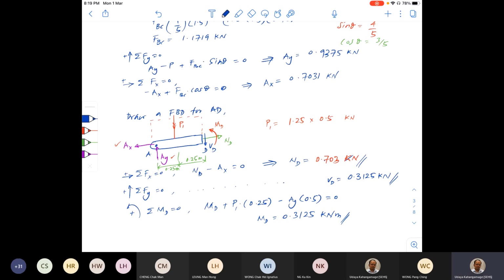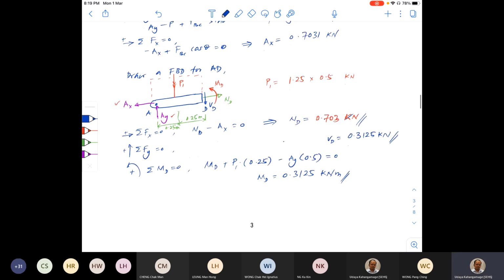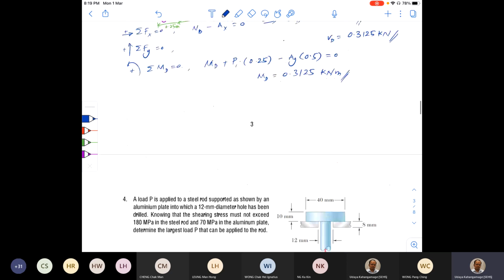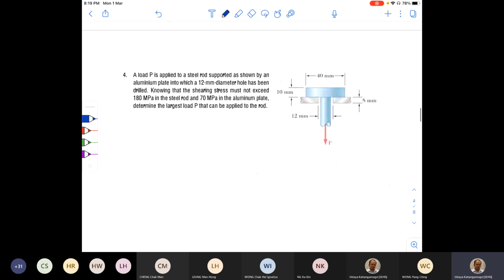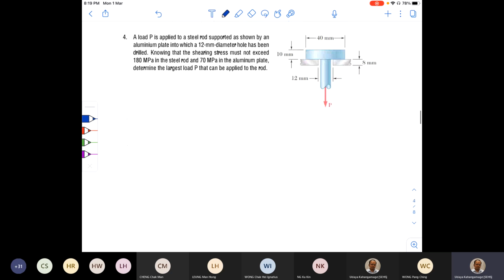Right, any questions so far? The last two questions may be new for you, but I know that some of you have already learned these things in your higher diploma or associate degree engineering mechanics subject. If you don't have any questions, let's try question number 4 as well. And after that, we'll have a short break.